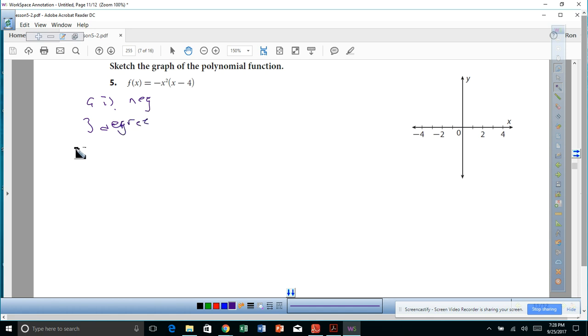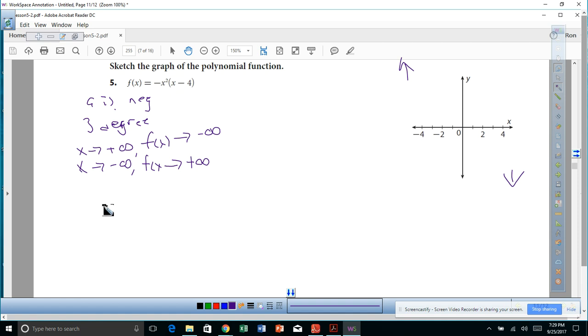And so what do we know? As x approaches negative infinity, f of x will approach positive infinity. As x approaches positive infinity, f of x will be negative infinity. So you're going to have a leg up here, and you're going to have a leg down there. Okay, that much we know.